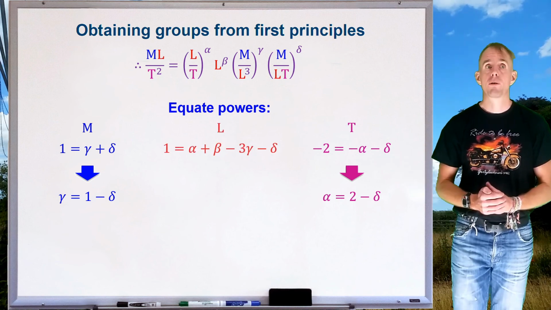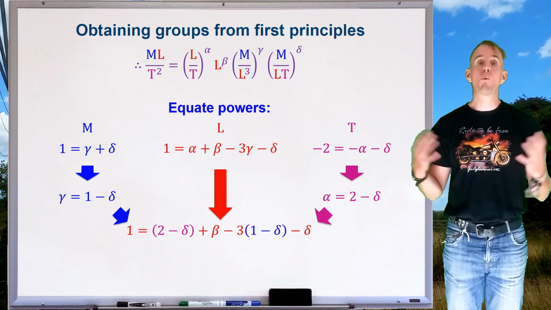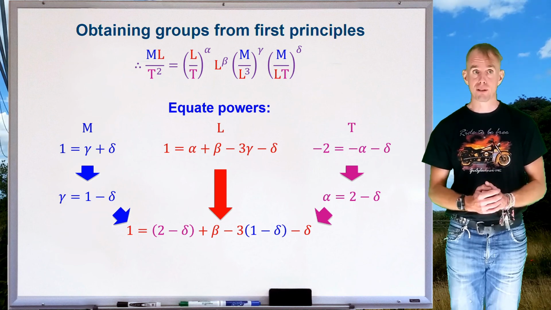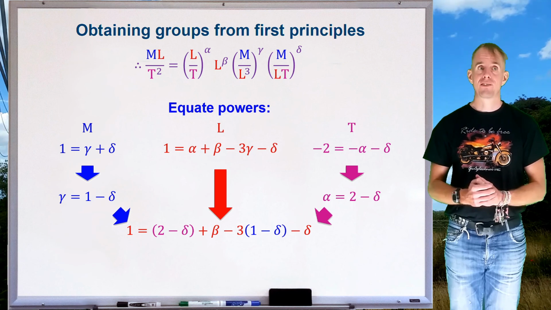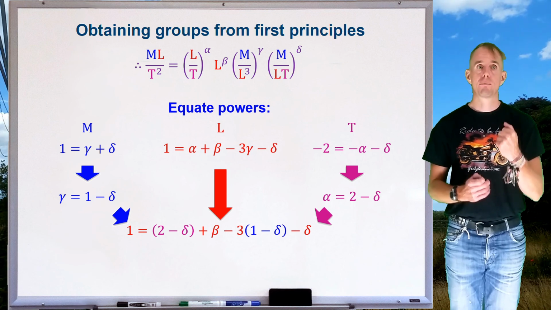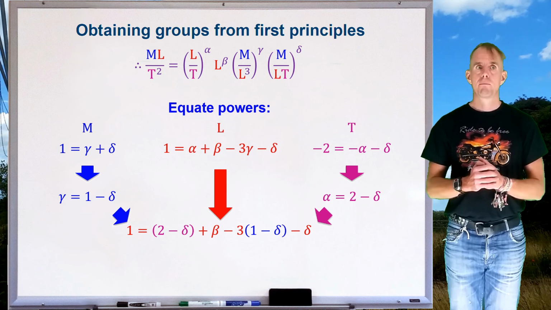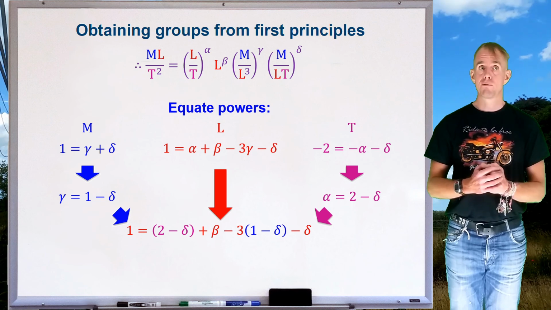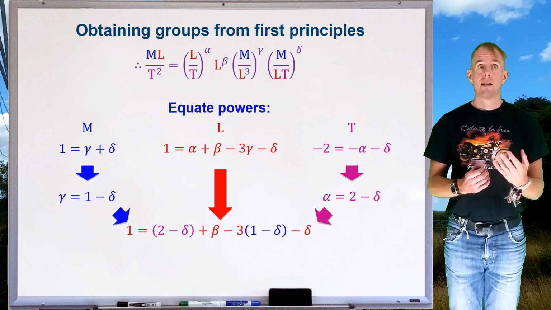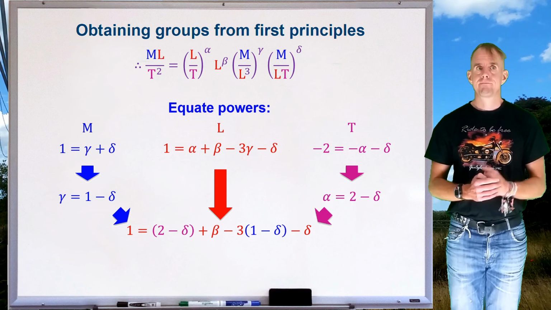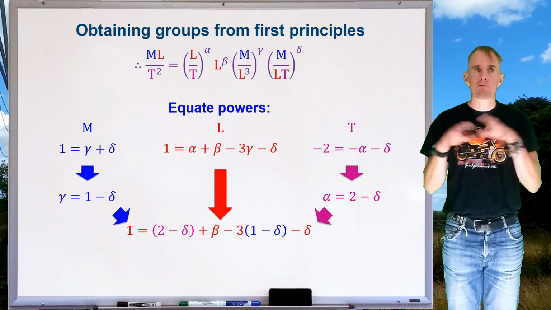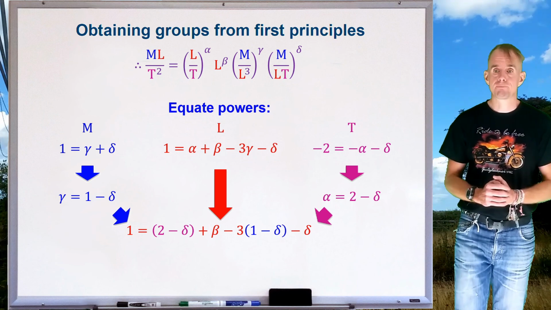That leaves us with length. Length appears in all the groups on the right-hand side, which is why we're looking at it last. It has an index 1, however, on the left-hand side. So alpha, we know is 2 minus delta. Beta, we haven't found a term for yet, but we'll be able to do so. Gamma, well, that's 1 minus delta. And delta is, of course, delta. So now we can figure out what beta is.